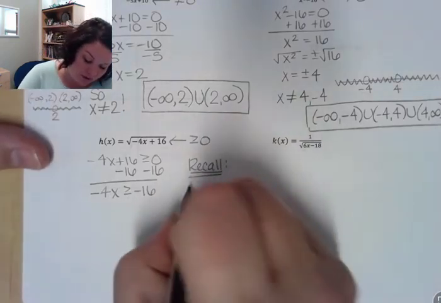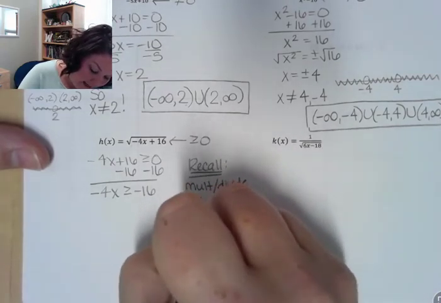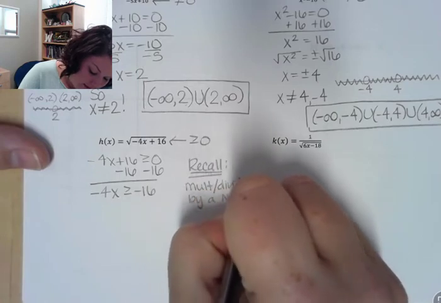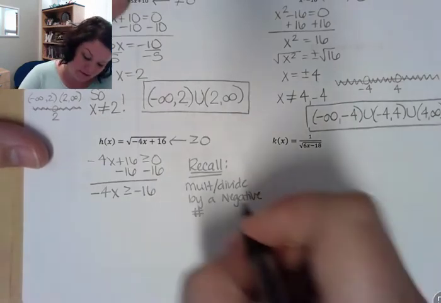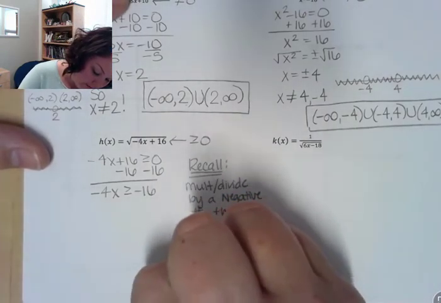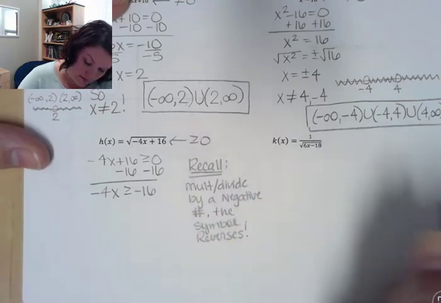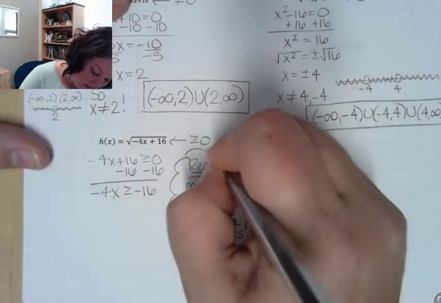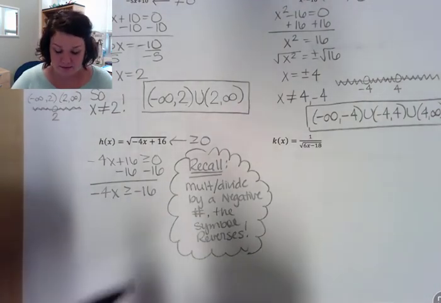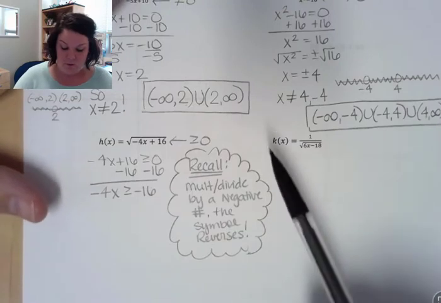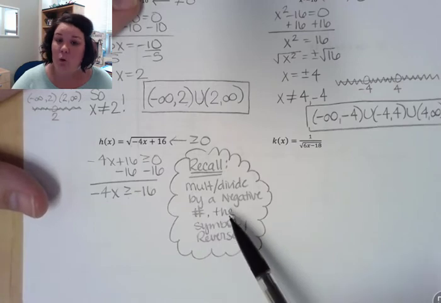If you multiply or divide by a negative number, what happens is the symbol flips, or the symbol reverses. I'm just going to put this note here because I know some of you haven't seen inequalities since your last math class or potentially high school. But we have this rule that if you multiply or divide by a negative number, the inequality symbol flips or reverses.